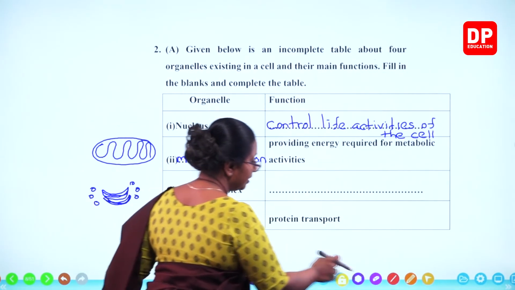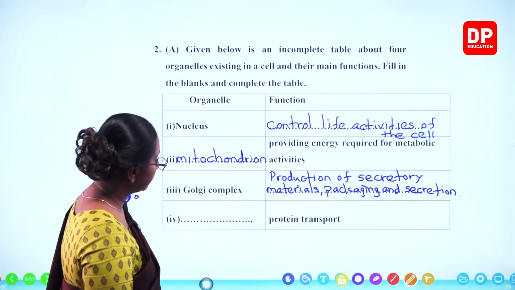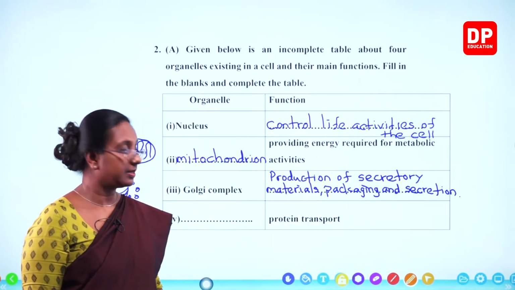So if we write the answer there, production of secretory materials, packaging, and secretion. So that is the function of Golgi complex. Production of secretory materials, packaging, and secretion.